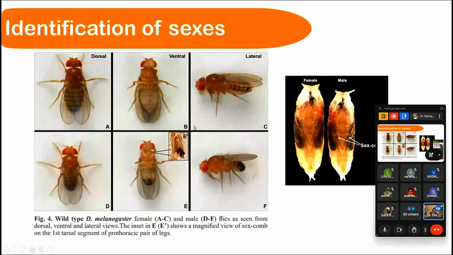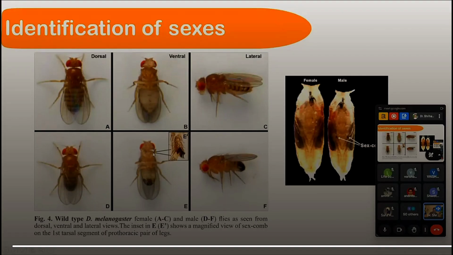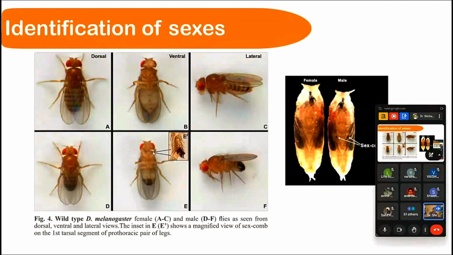But another important aspect in identifying a male and female is this thing which you will see in the prothoracic pair of leg, and this is called as sex comb, right? So if you can observe this black spot over here in the prothoracic leg, that is called as sex comb. So when you can identify a male and female morphologically, you call it a sexual dimorphism.